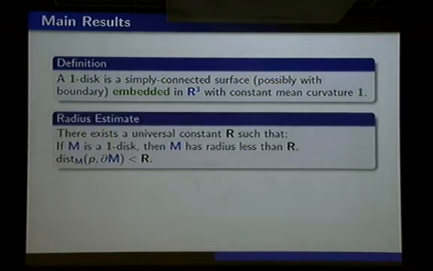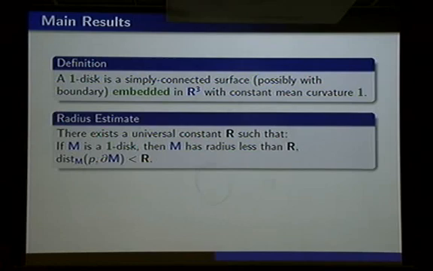So the first result that we prove is this radius estimate. We prove that if you have a one disk, then if you pick a point on the one disk, the distance from that point to the boundary cannot be too big. So somehow these embedded simply connected solid bubbles cannot be too big. Okay, and so this is the radius. So the radius is bounded by a universal constant, universal meaning the constant R does not depend on the surface. Otherwise, there would always be a constant, right?